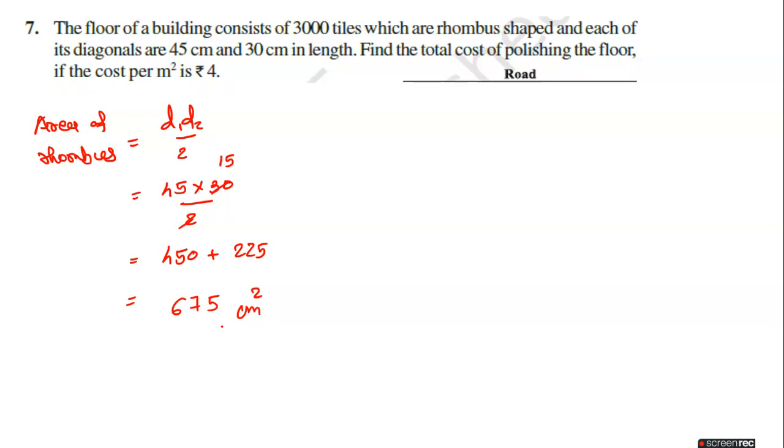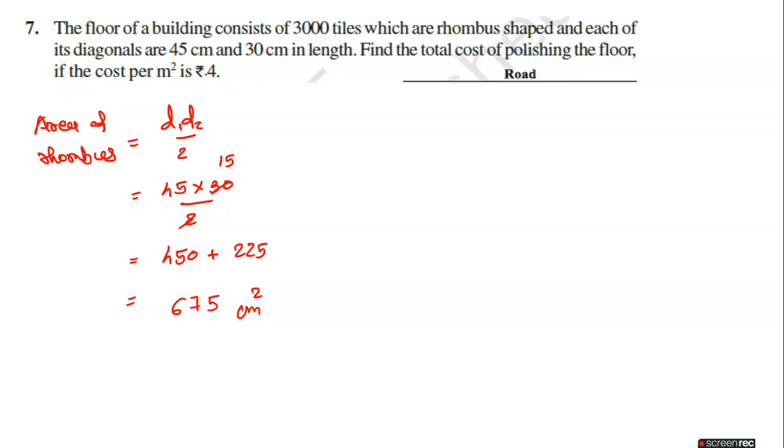Now, so easy, the second step we have to complete: find the total cost of polishing the floor. Just one minute. Here 3,000 tiles are there, that you cannot forget. Right now you can multiply with 3,000, otherwise you can find the cost of polishing one tile and afterward multiply with 3,000. That is your choice. Just one time you have to multiply, that you have to remember.